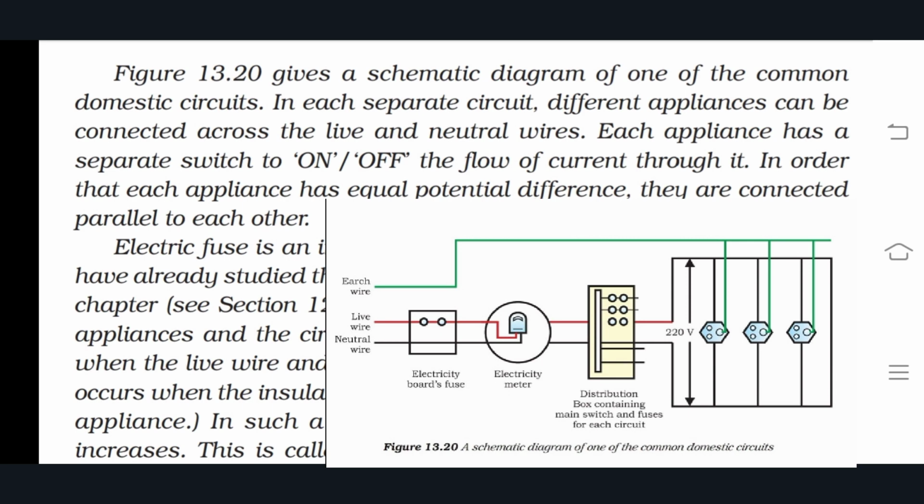If one of the domestic circuits fails, its switch can be closed, and the other two domestic circuits keep working, because the connection is parallel. So if one of the domestic circuits is damaged, the other two are still working. That's why all the domestic circuits are connected in parallel to each other. Clear? So that's why the domestic circuits have the same potential difference.